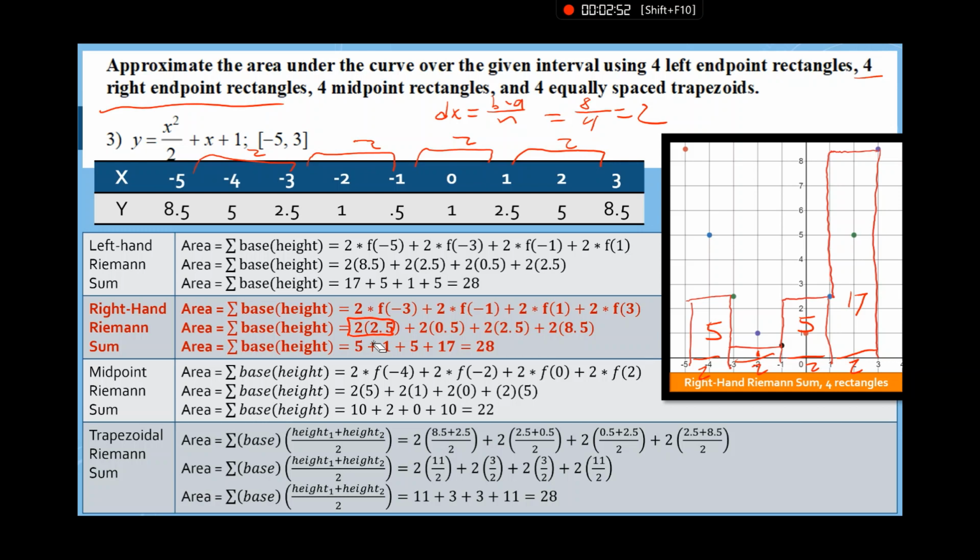If I go from the right-hand side, my first rectangle will have a height of 2.5. My second rectangle would have a height of 0.5, then 2.5, then 8.5. Here's my rectangle again, from negative 5 to negative 3. This is a right endpoint rectangle. I'm taking my height from the right side, so the height will be 2.5. Okay, any questions on our setup?